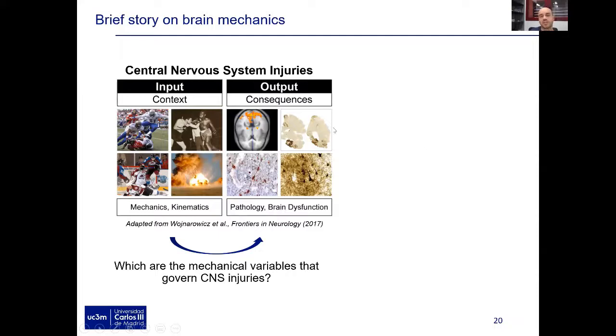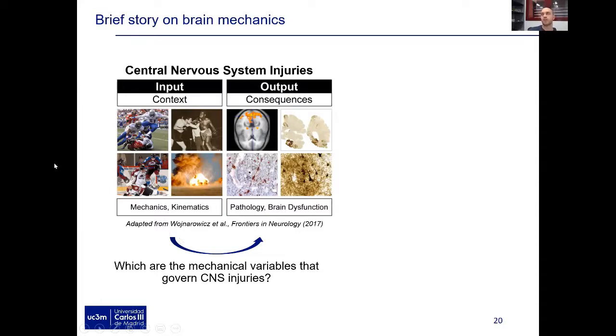We know there are some consequences, I mean, pathology, brain dysfunction. And we know that there are some biomarkers, like oxidative stress, that can tell us whether you are damaged or not. To us, it was clear that if this is happening, the input is a mechanical input. So somehow it implies that our brain tissue or even the spinal cord tissue is mechanically deformed. So then we should be able to get some mechanical variables that govern all these injuries.